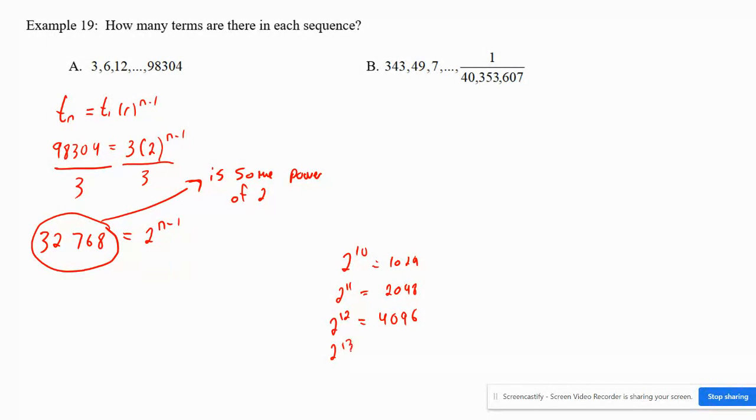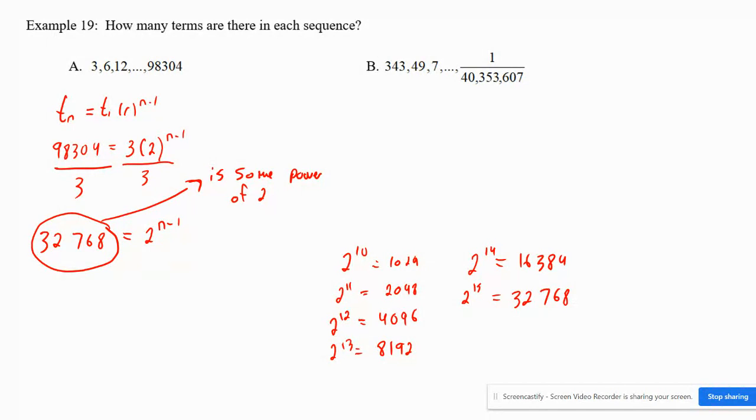2 to the 13th is 8192. 2 to the 14th is 16384. Times 2 again, that means 2 to the 15th is 32,768. Okay, so therefore, when we say it's some power of 2, that power is actually going to be 2 to the 15th.